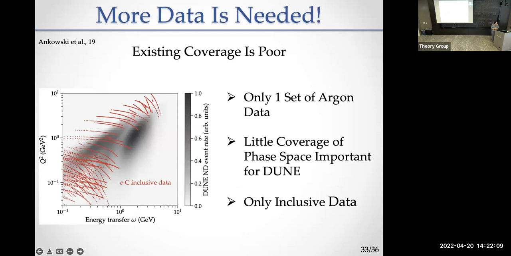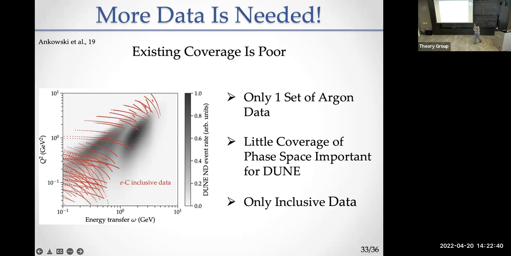Another thing on the electron scattering side is that existing data can already inform a lot of the modeling problem and improve it, but it's far from enough. For instance, there's only a single set of electron-argon scattering data available, and that was only taken in the past couple of years. With the US focusing on liquid argon technology, we want to have a lot more electron-argon scattering data.